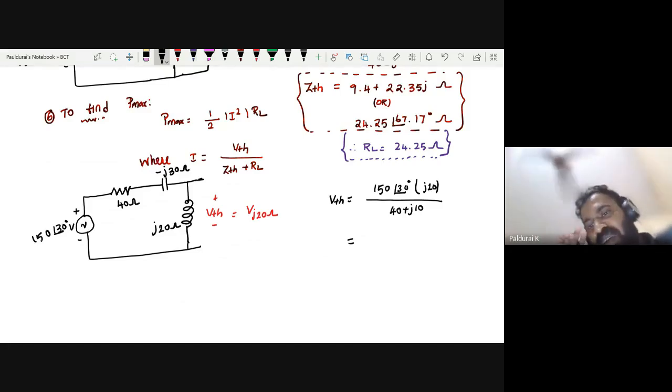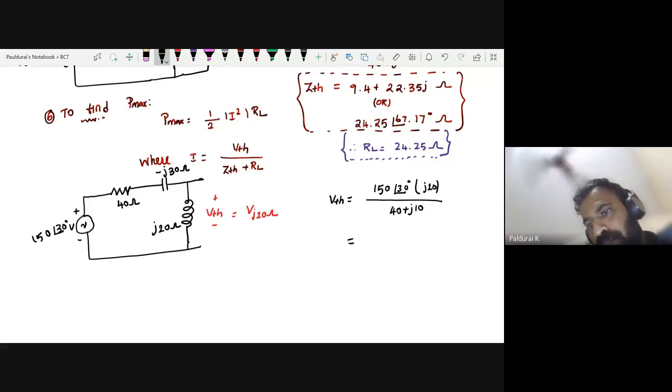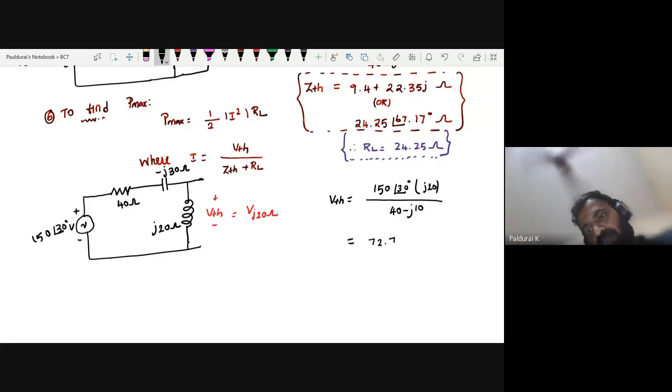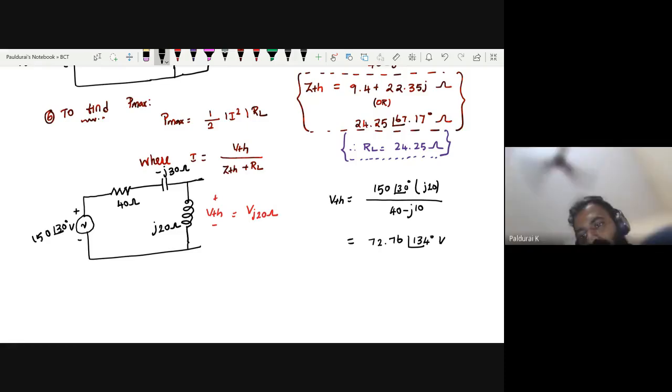What is this value of VTH? Anyone? Sir, minus J10, sir. Yeah, thank you. Minus J10. What is this value? 72.76 at an angle of 134.04. Okay, 134 roughly, can I take approximately? Yes, sir.